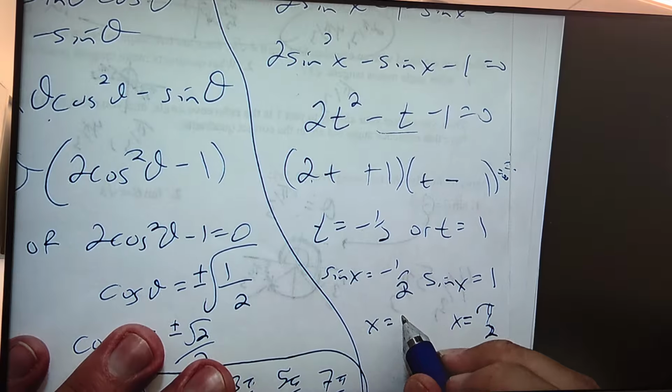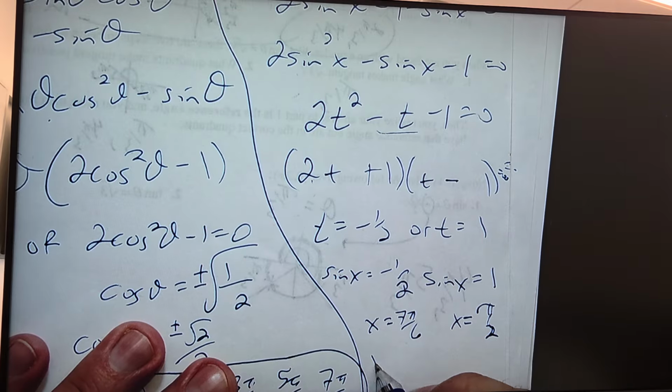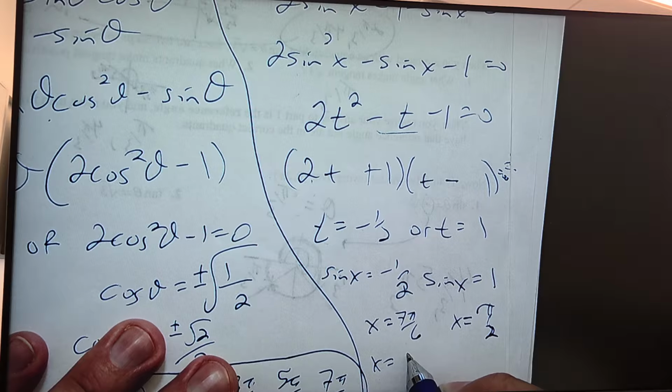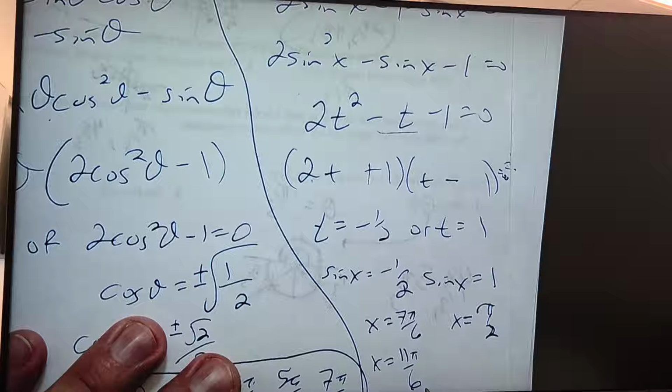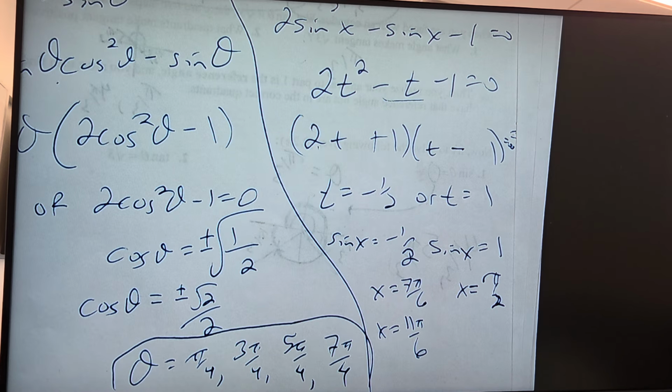So that is 7 pi over 6 and 11 pi over 6. So 1/6 of a pi past pi and 1/6 of a pi short of 2 pi.